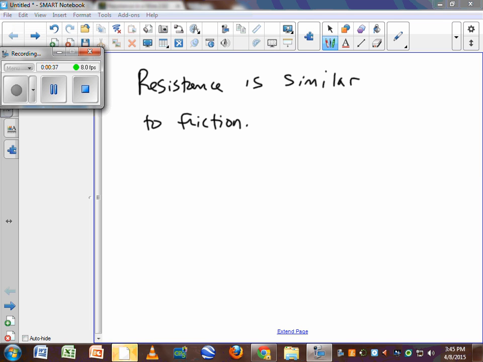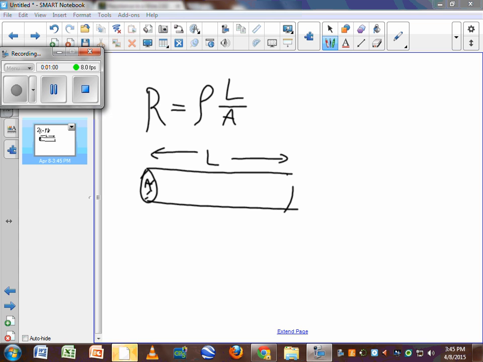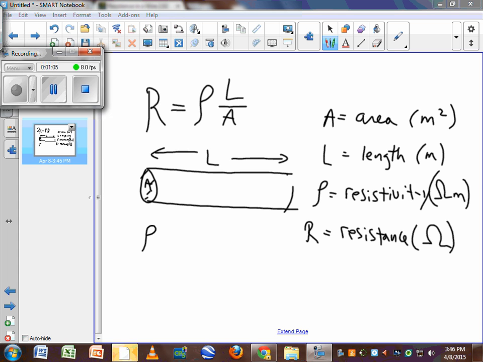The second question here is, how do you calculate the resistance of a wire? Well, the equation for that is R, resistance, equals rho times L over A. What each variable means is this. If you have a wire, that wire has a certain cross-sectional area, has a certain length, and has a certain resistivity, as it's called. That resistivity is measured in ohm meters, and each material has its own resistivity.